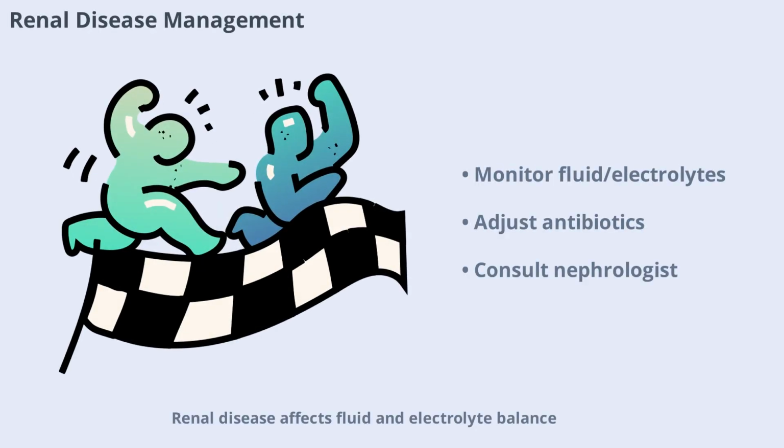Renal disease affects fluid and electrolyte balance, which can complicate oral surgery. Monitor the patient's fluid status and electrolyte levels closely before and after the procedure. Antibiotic dosages often need adjustment based on the patient's creatinine clearance to avoid toxicity. Collaborate with the patient's nephrologist for guidance on medication management and perioperative care. These precautions help prevent complications and ensure safe surgical outcomes for patients with kidney dysfunction.